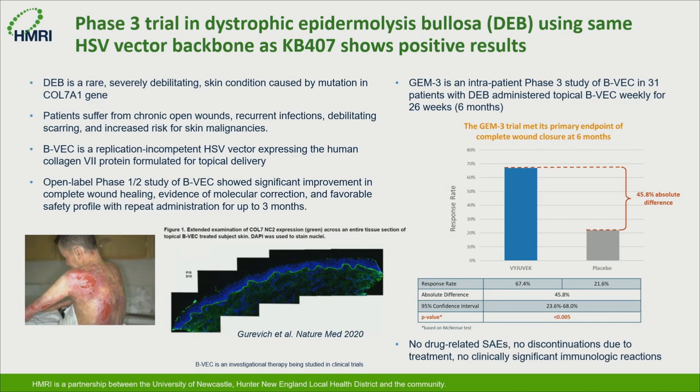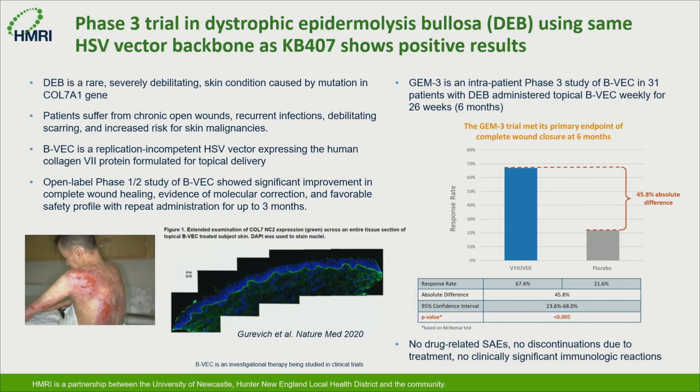BVEC is an HSV delivery system that has delivered the collagen 7 protein, formulated in a topical delivery application. And in a phase 1-2 trial, you can see the gene expression in biopsies, and in the phase 3 trial, 6 months of monthly topical delivery of the gene therapy led to significant improvement in clinical outcomes and a significant improvement in wound healing.